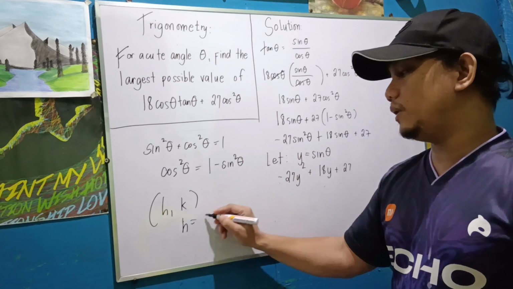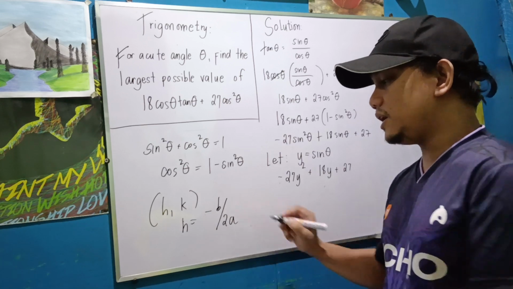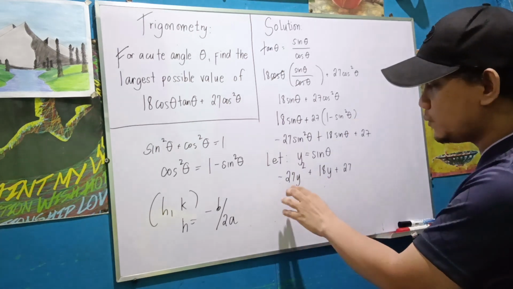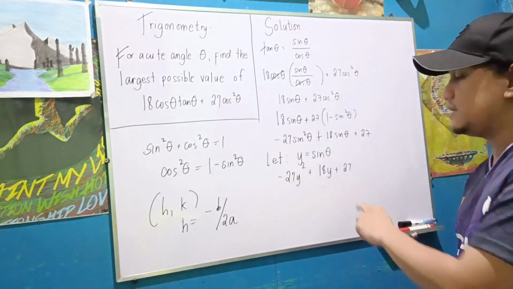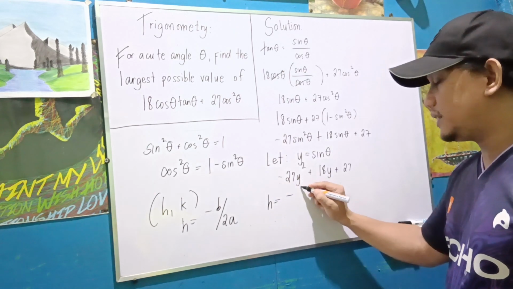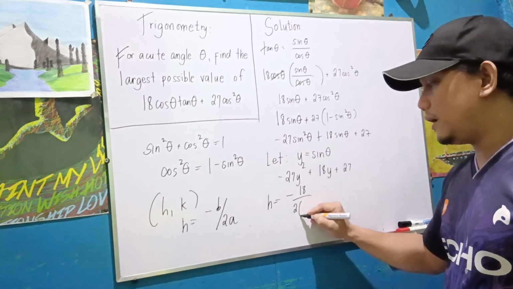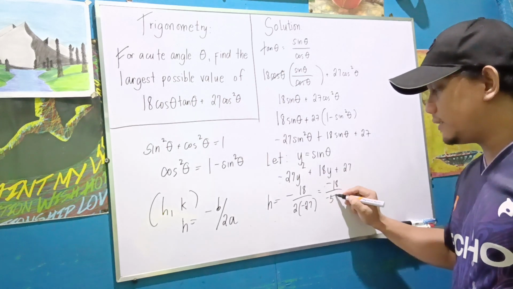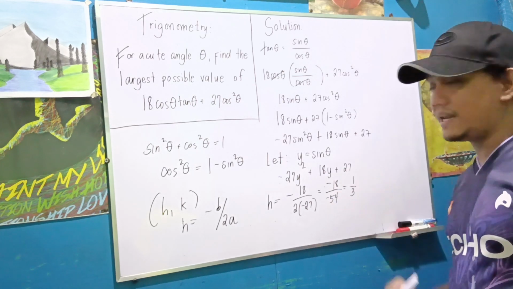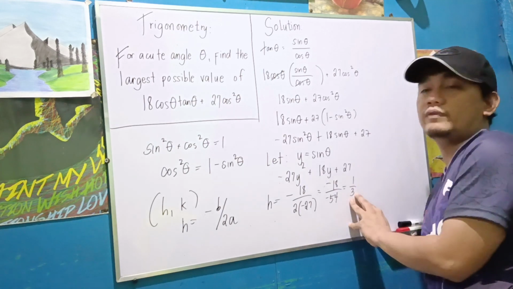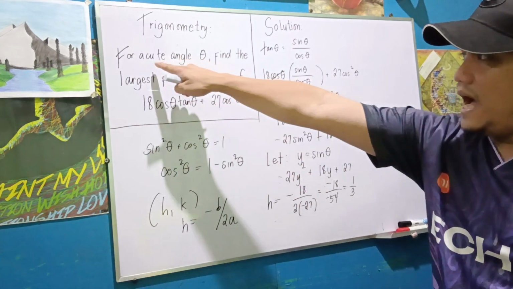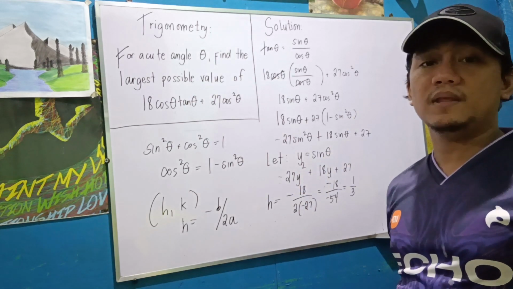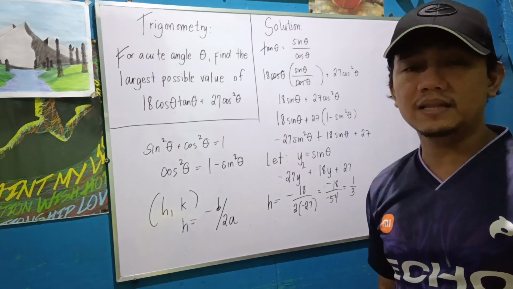So recall that h will be negative b over 2a. And this h will give you the maximum or the minimum possible value. So from this case, we have a is negative 27, b is 18, c is 27. So we have h equals negative b over 2a, in which our a is negative 27. So that is negative 18 over negative 54. If we simplify it, that is 1 over 3, in which 1 over 3 will satisfy since angle theta is acute. So that means that the sine must be positive and it must be between 0 and 1.